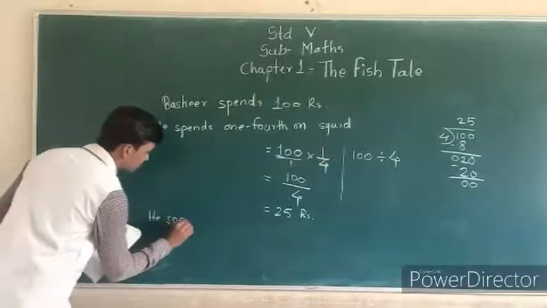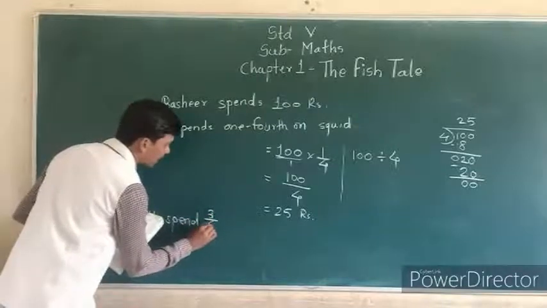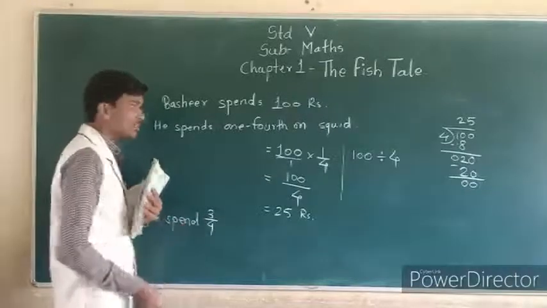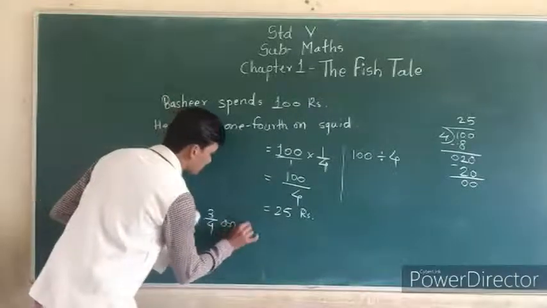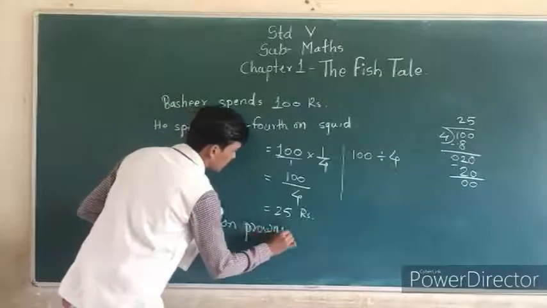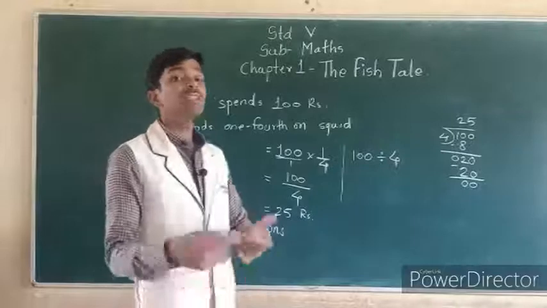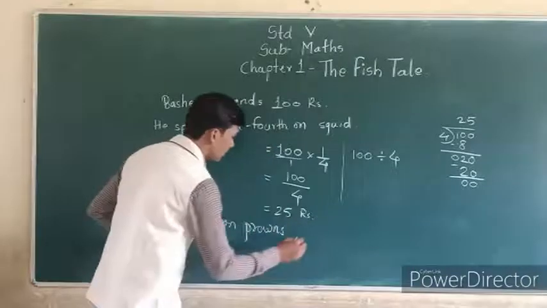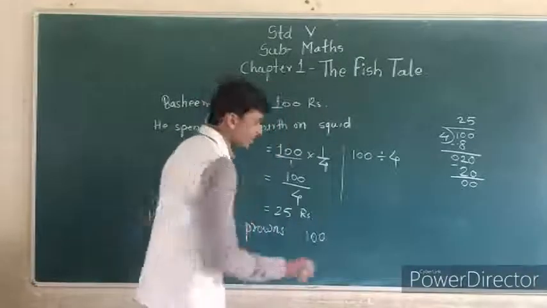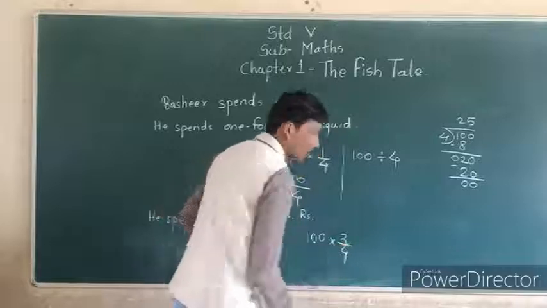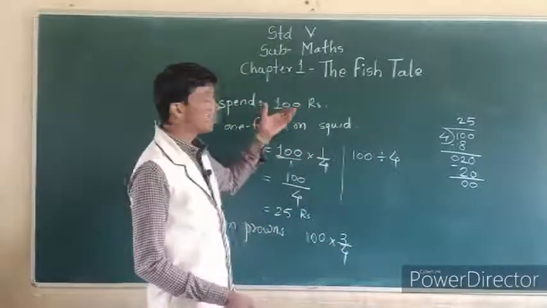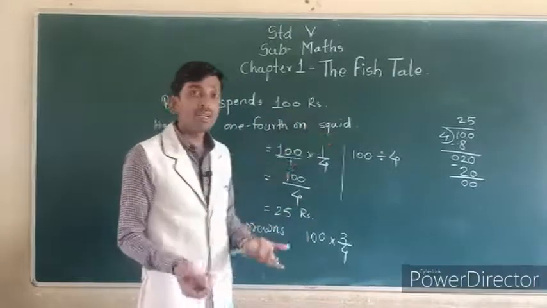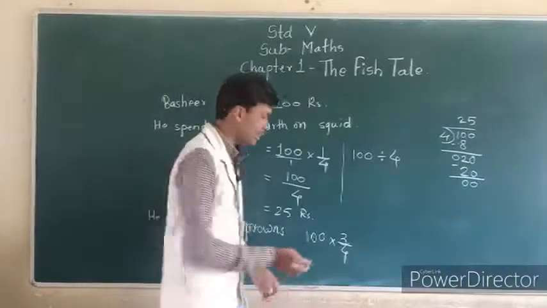He spent 3/4. I can write directly in numbers. 3/4 on prawns. So how many rupees can he spend? We can find that. Okay, how to find this? See, I will do it here. There are a total of 100 rupees, multiplied by 3 upon 4. Otherwise, the total he can spend is 100 rupees, in that 25 for squid. So how many are remaining? 75. But you can find this by calculation.